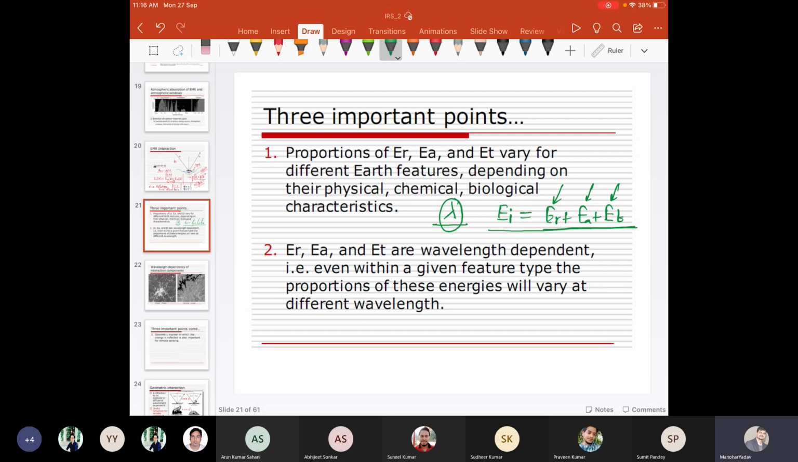Why is it so? Because at a particular wavelength, let's say this is the incident energy, and it interacts with this particular point. So what are the components of ER, EA, and ET? Those proportions depend on the material property over here. And if you change the wavelength, these proportions again change.